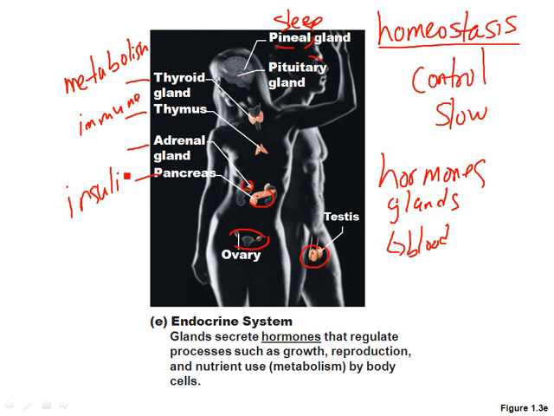And all of these things do a whole lot more than what I'm telling you. This is just a nice introduction. And then the ovary and the testes, these are your sex glands, makes your sex hormones. The ovary makes estrogen. And your testes make testosterone.